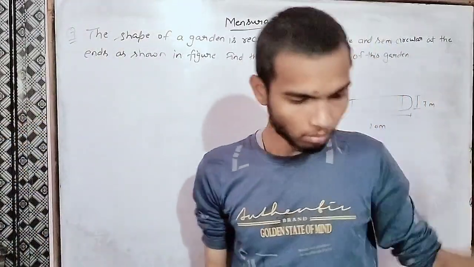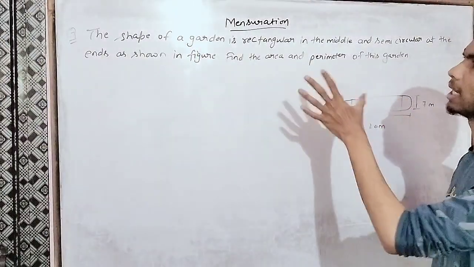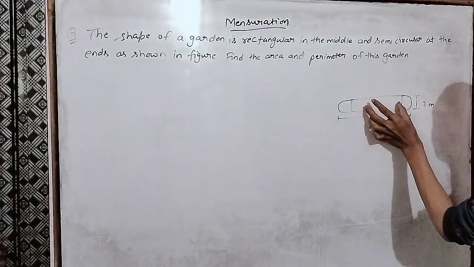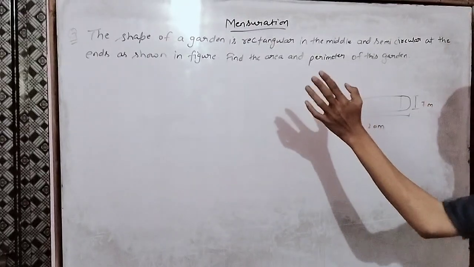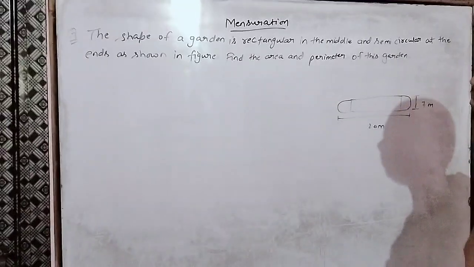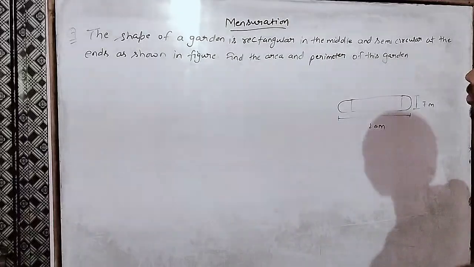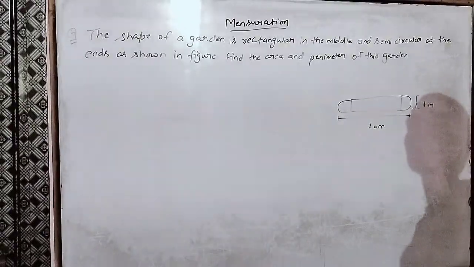Okay. Now carefully try to read this question. The shape of a garden is a rectangle in the middle, and a semicircle at each end, as shown in the figure. Find the area and perimeter of this garden.